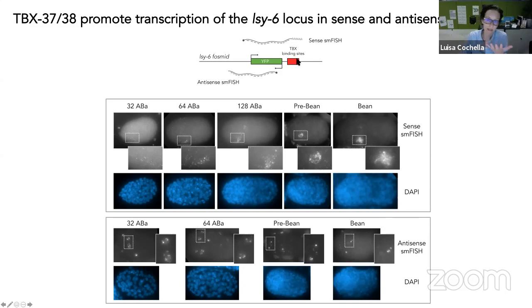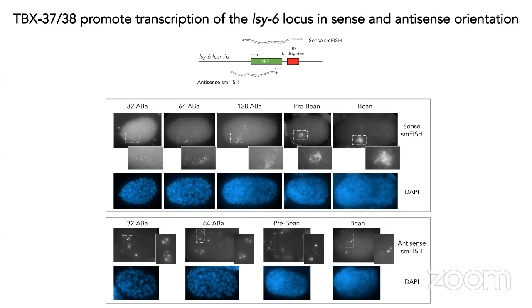So we think that, and one thing I'm not showing you here, but that we also did is we did these in situ hybridizations, both in a TBX37/38 double mutant, and also in a strain where we deleted their binding sites. And in both cases, both these signals are completely gone. So this early onset of transcription is dependent on TBX37/38.